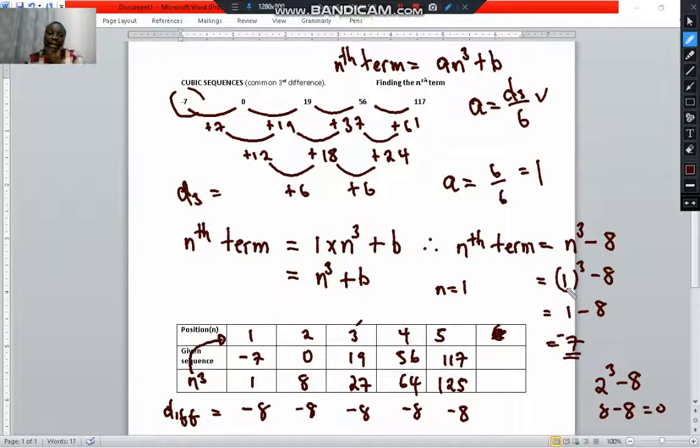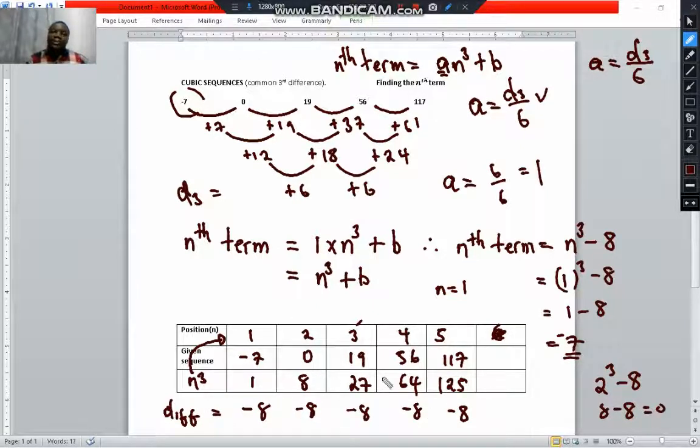So what I want to say in this first example is that the general form of a cubic sequence is this one here that I've written: a times n cubed, because it's a cubic sequence, plus b. Now a is always found by dividing the third difference by 6. So if the third difference is 24, whatever you get, you divide it by 6 to find what a is going to be. Then b is the difference that you are going to find between the two sequences.